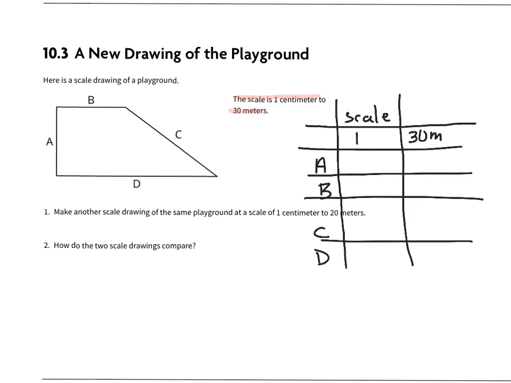And write down the actual lengths of the sides, okay? So to go from the actual down to the scale, we would divide by 30, or from the scale up to the actual size, we would multiply by 30, okay? So pause here, measure those things in your book, and fill out that T-chart.